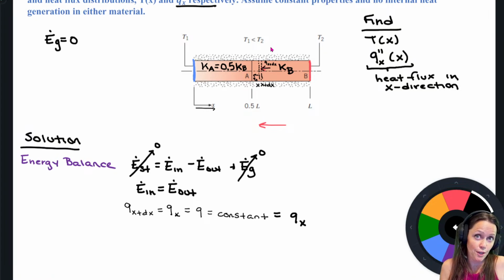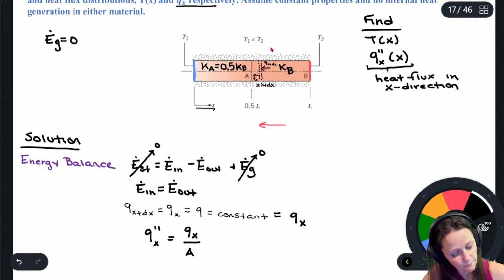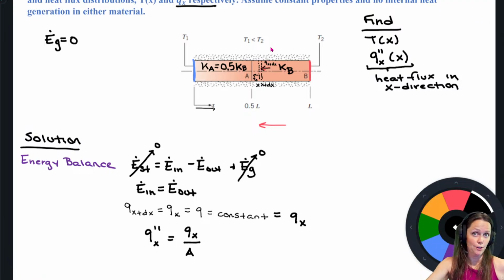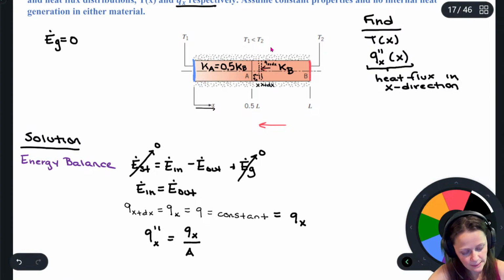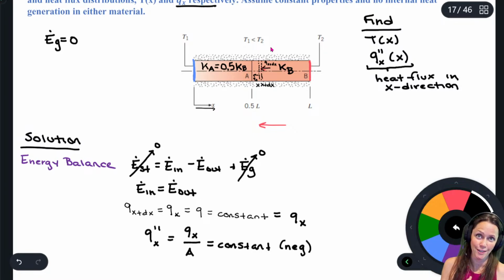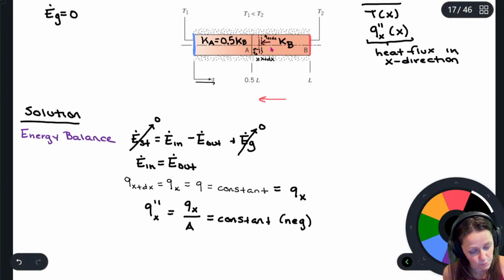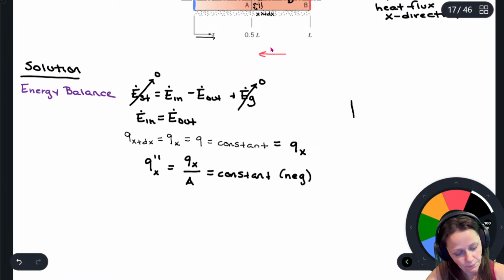So I've written things in terms of heat transfer rates. I can also do the same thing with flux. The heat flux in the x direction would be Q divided by the area. I just showed you that the numerator is constant, and the cross-sectional area is also constant. That means this is a constant, albeit a negative one, because it's going in the direction of decreasing x, from right to left. So I can really already do that part.